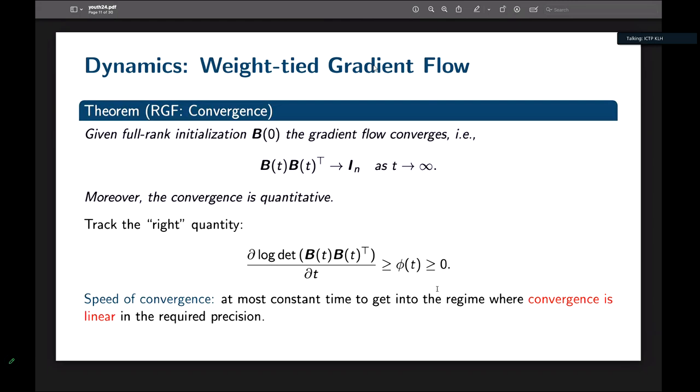And the quantitative result in convergence can be obtained by basically integrating this equation in t and using two estimates with respect to how far away you are from the rotation with respect to BB transpose. Basically, if you're far enough, it will take at most constant time to converge to a nice enough region at which your convergence speed will be linear in the required precision.